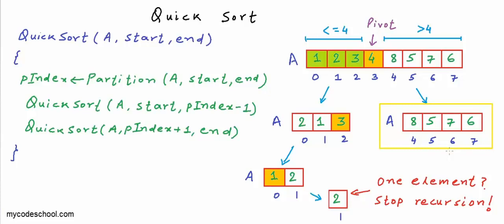We do not want to go into the recursion infinitely, so we must write a base condition or exit condition in our function here. As we had seen, we can exit if a segment is having only one element.